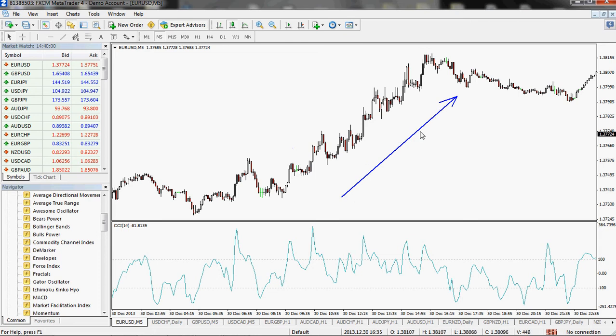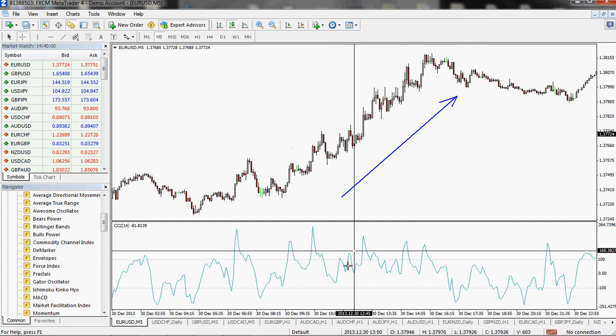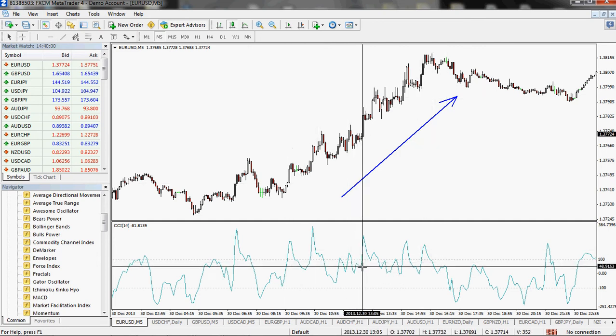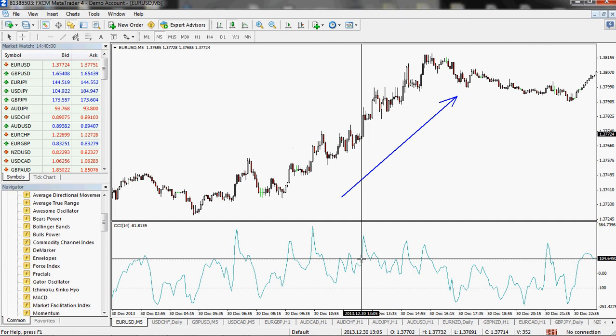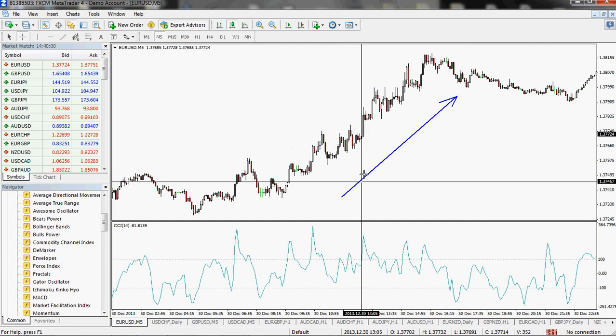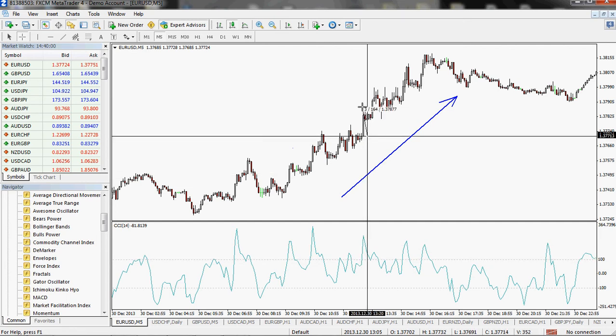In a trending market, you have to enter the trend whenever the indicator crosses the plus 100 line in the upward direction. If you see this, the market is in the upward direction, and at this point the CCI indicator is crossing the plus 100 line upward. So this is the entry point for a long trade. If you enter here, you can target 10 pips and exit the trade.